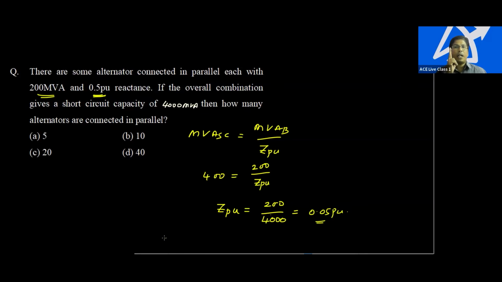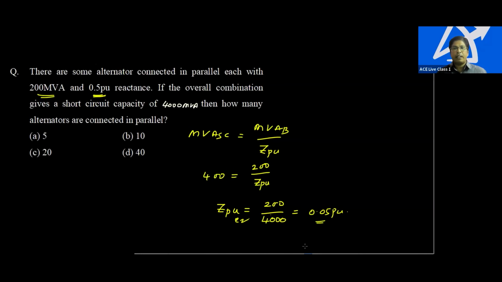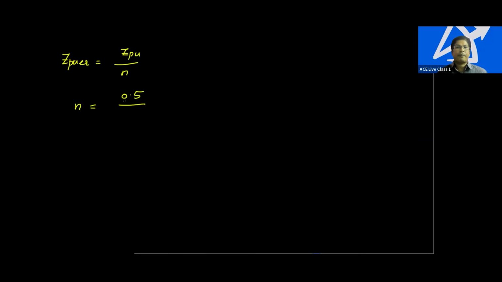Suppose if two alternators are in parallel, it will be 0.5 divided by 2. So there are some alternators in parallel. Z per unit equivalent is equal to Z per unit actual value divided by n, the number of alternators in parallel. Here Z per unit initial value is 0.5, and the new value you got, Z per unit equivalent value, is 0.05.